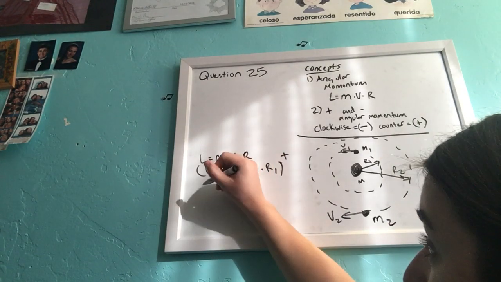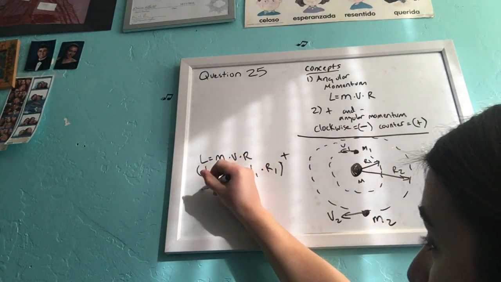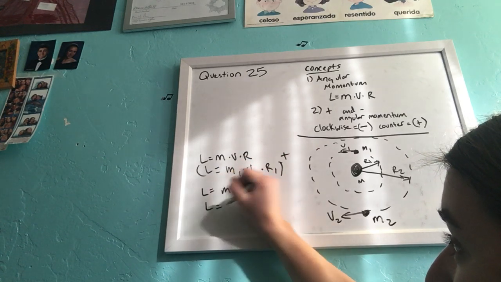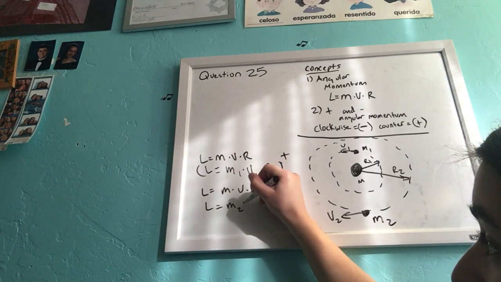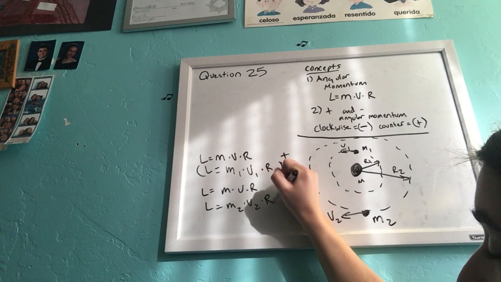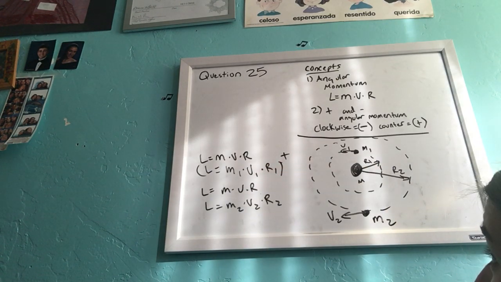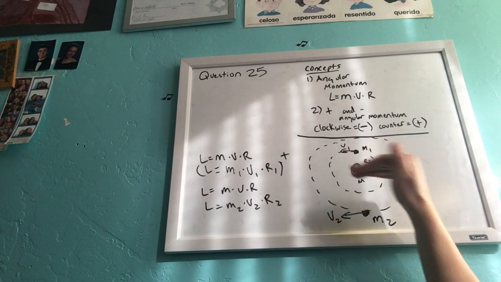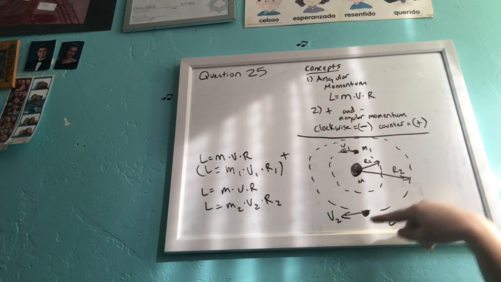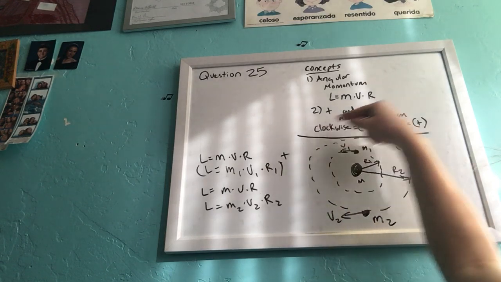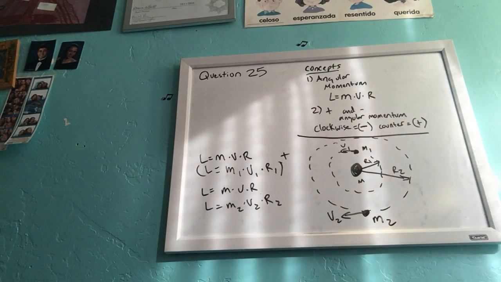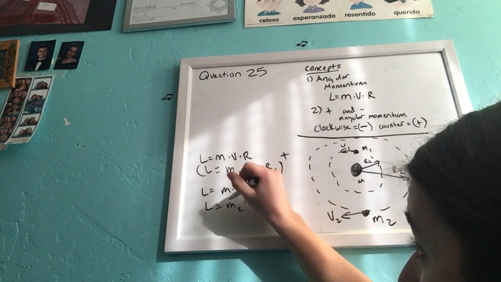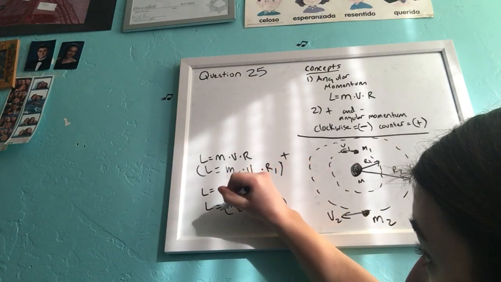Okay, so for the second one, this orbit here, L equals m times v times r, and then we can do mass 2 times velocity 2 times radius 2. And when I look here, I see that it's going clockwise because velocity 2 is going like this, which is the clockwise motion. So that means this will be negative. So I'm going to put a negative sign here.